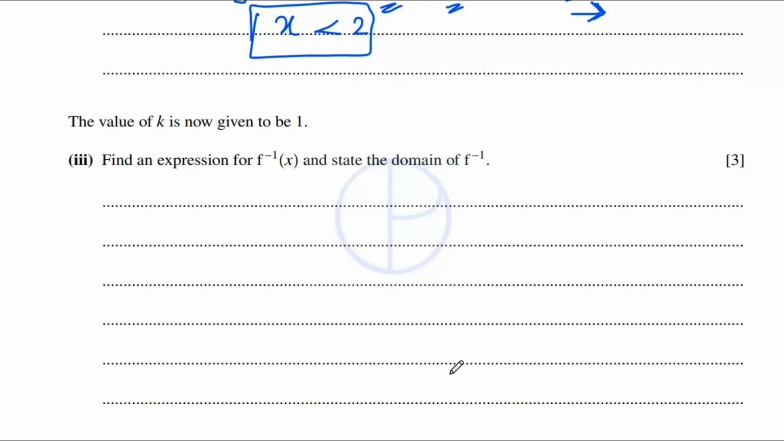So the next part of the question is the value of k is now given to be 1. So x is less than 1. Find an expression for f inverse of x. Let's take the given function f of x as y. Y is equal to x minus 2 the whole square plus 3. To find f inverse, the first step is writing the given function as y. Then exchange x and y. So you get x equal to y minus 2 the whole square plus 3. Now make y the subject.